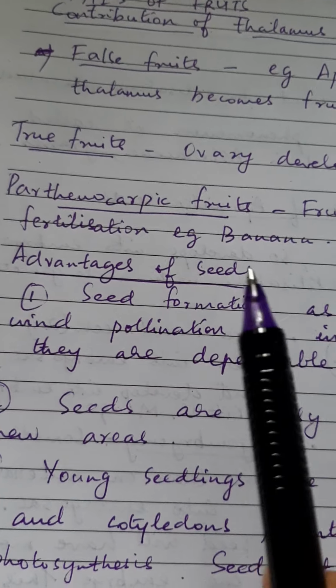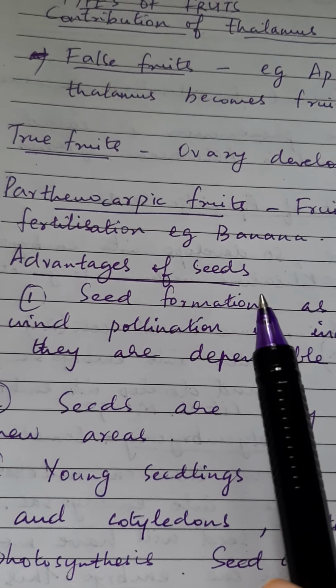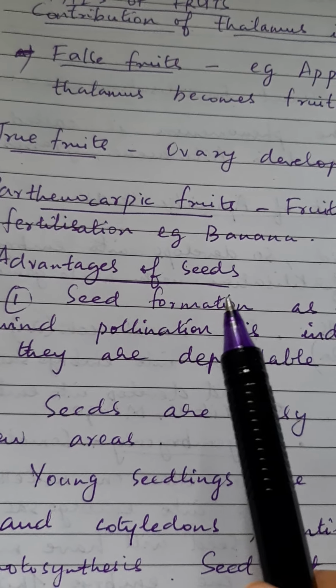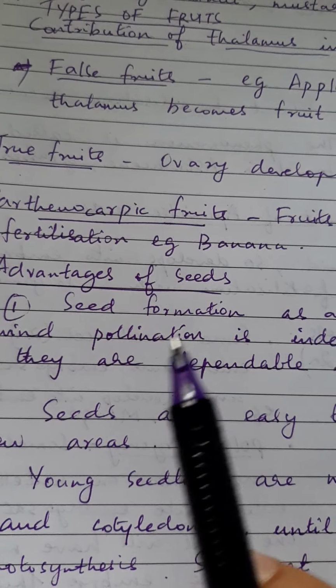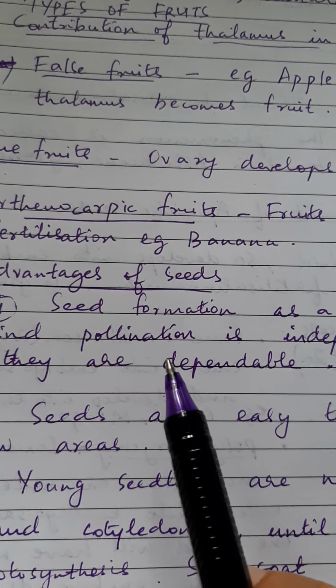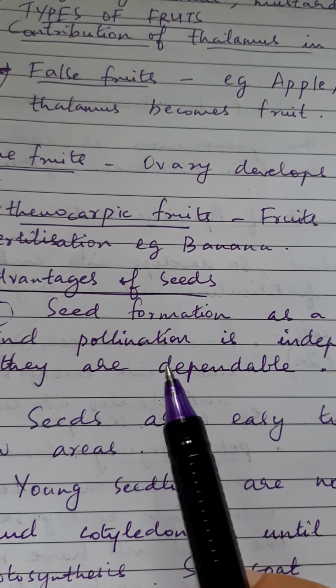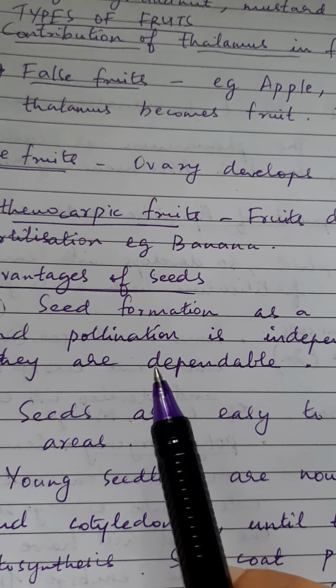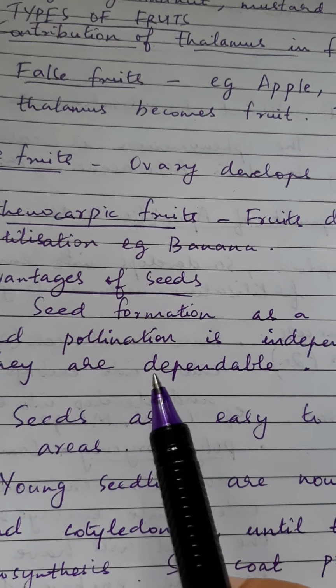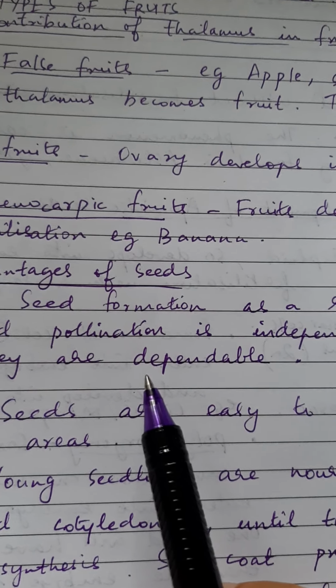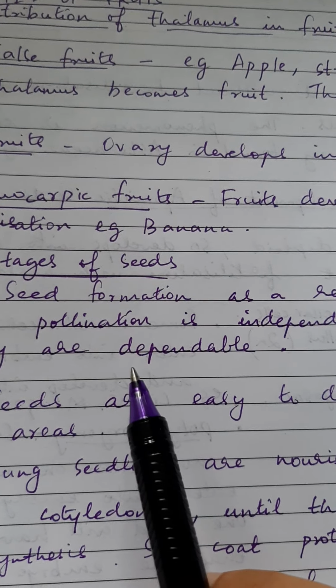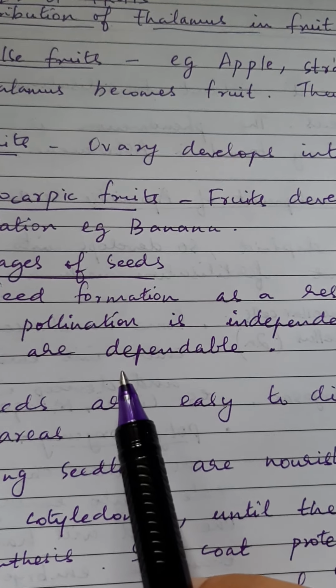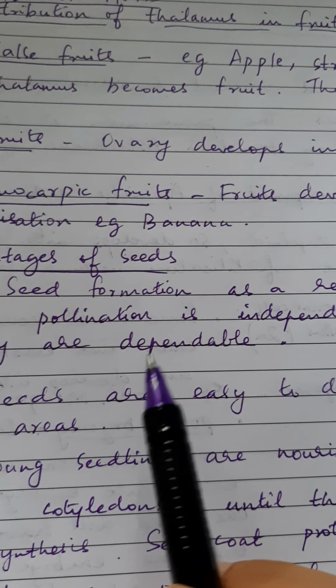Now what are the advantages of seeds? Seeds are advantageous to the plants. One is that in order to form, seeds don't require water. So they are independent of water, except in a few plants. Mostly the fertilization and pollination take place through insects and wind. So seed formation can be independent of water.